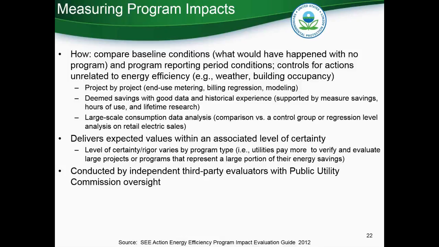There are lots of different evaluation methods. They involve measurements such as end-use metering. There can be modeling. There can be billing analysis. I mentioned prescriptive incentives and deemed savings. That's for measures with good data and historical experience, supported by information about hours of use, how long the products last, et cetera. Large-scale consumption data analysis can be used as well. And really what the evaluation does is it delivers values with an associated level of certainty.